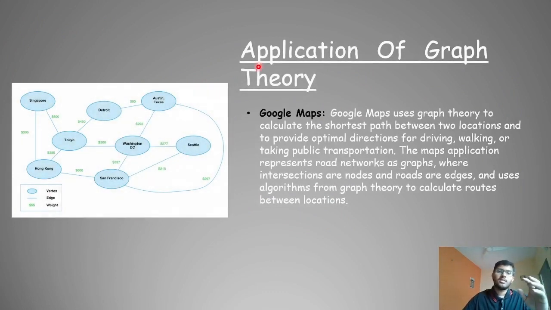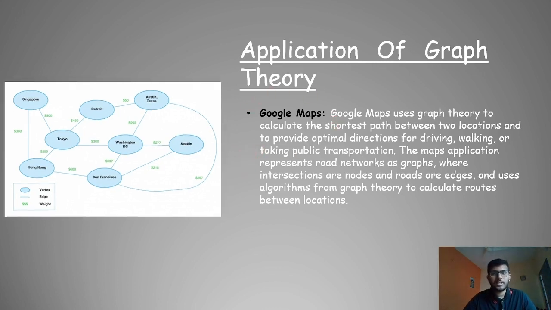The major and an interesting application of graph theory is in Google Maps. Suppose I want to move from Singapore to Tokyo. We will consider Singapore to be one node or one vertex and Tokyo to be another vertex, and the distance to be the weighted edge. Here the most popular algorithm used is Dijkstra's algorithm because we are not using any negative edges here. This completes the Google Maps application.